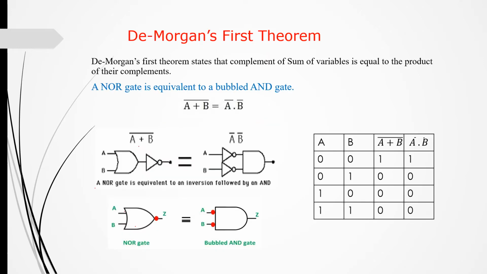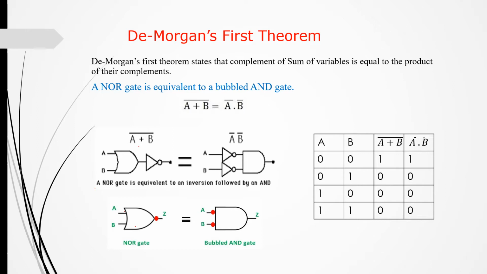Now we will see De Morgan's theorems. There are two theorems. Here you can see De Morgan's first theorem. De Morgan's first theorem states that complement of sum of variables is equal to the product of their complements. (A plus B) bar is equal to A bar into B bar.